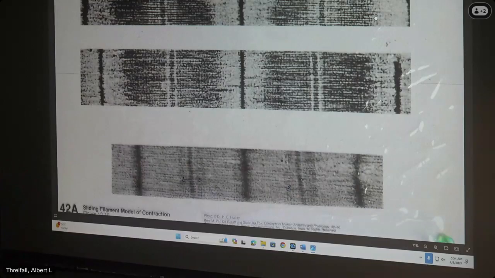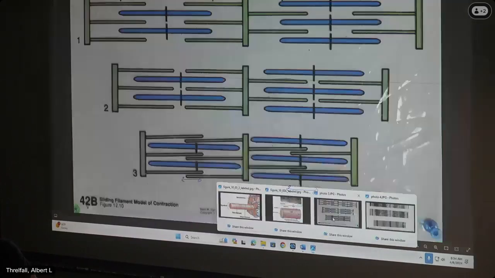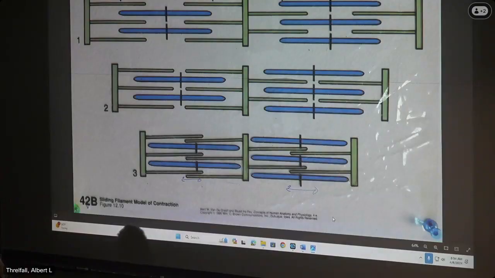So it's using pictures like this that allow us to understand what happens and create diagrams like this. Imagine it had to be figured out. When a sarcomere shortens, how does it shorten? Maybe the filaments coil. Think about DNA.